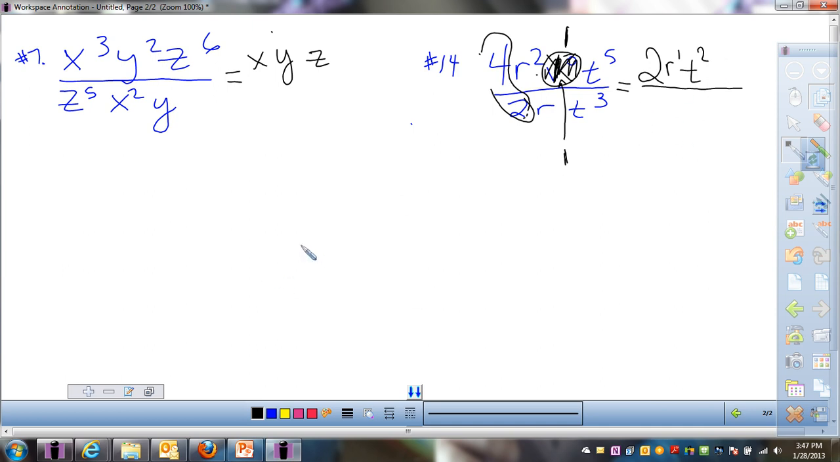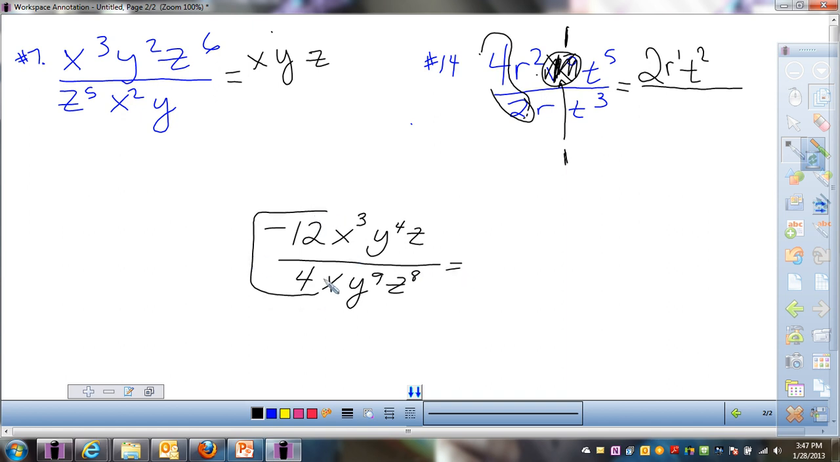But let me just make up one final example where I do have some numbers on top and on bottom. This is not in your homework. This is just for the heck of it. Z all over. Let's do 4, x, y to the 9th, z to the 8th. Okay, we start by doing the numbers. Negative 12 divided by 4 is negative 3, and we always put those on top if there's more up top.